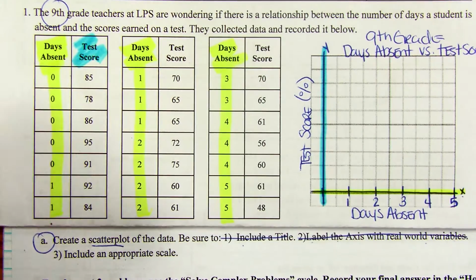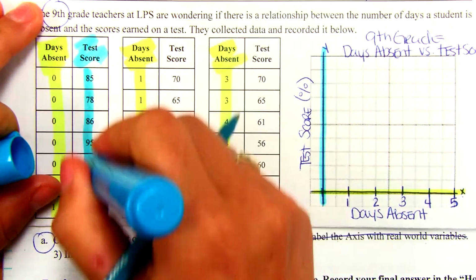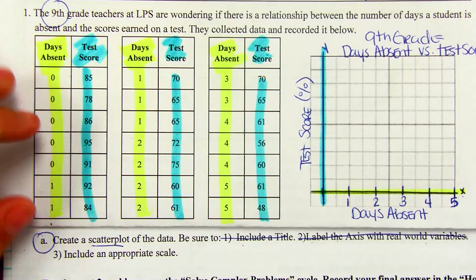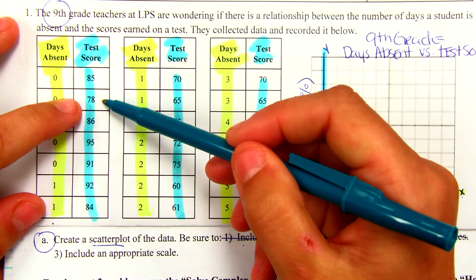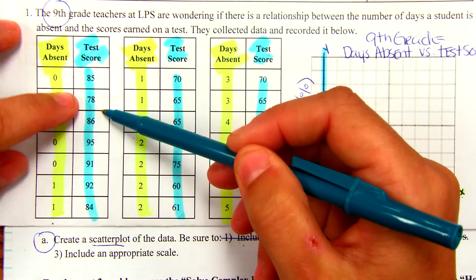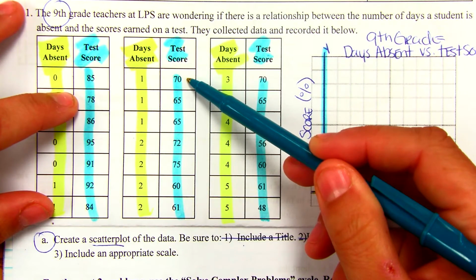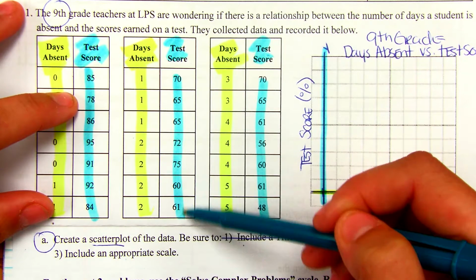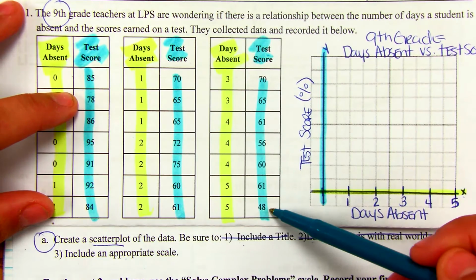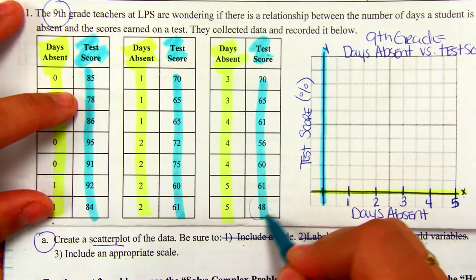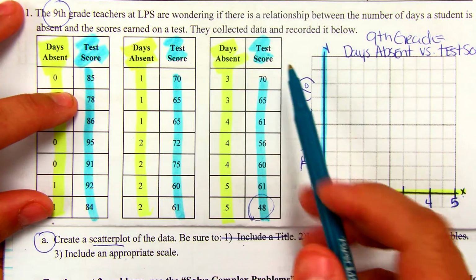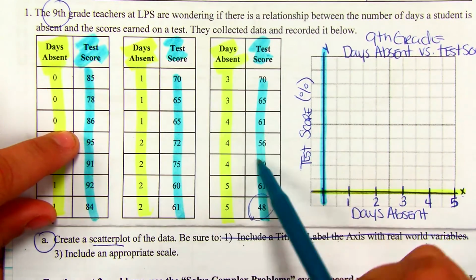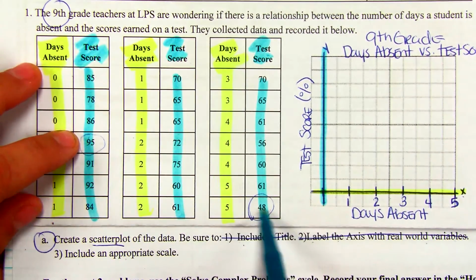And now I need an appropriate scale for my y-axis. My y-axis are all the test scores. So let's see, 85, 78, 95. So far 78's the smallest. 70 is now the smallest. 65, 60's smaller. 61, and then I have a 48. So my smallest value is actually 48. My largest value seems to be 95. Yeah, 95 is my largest. So I needed to make sure to go from 48 to 95.